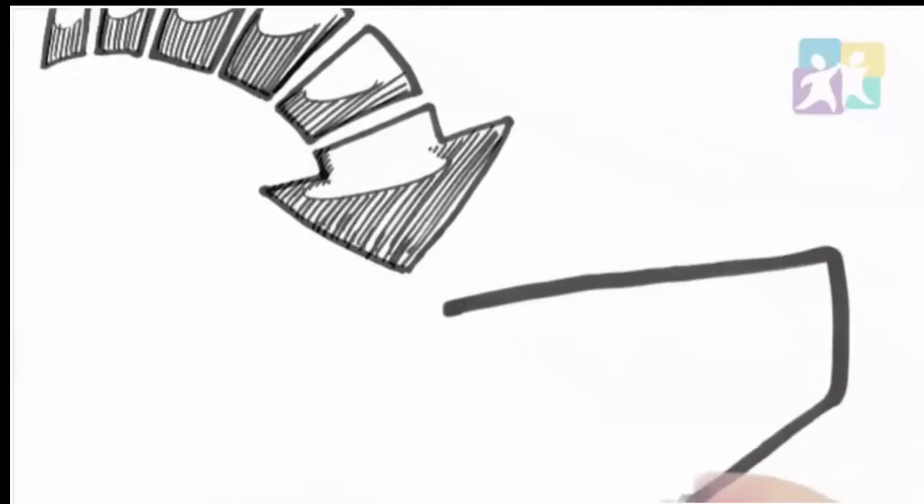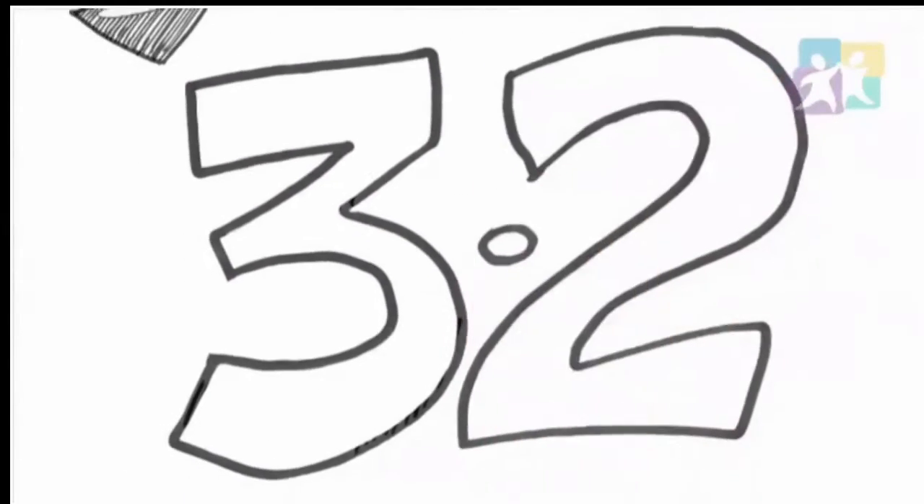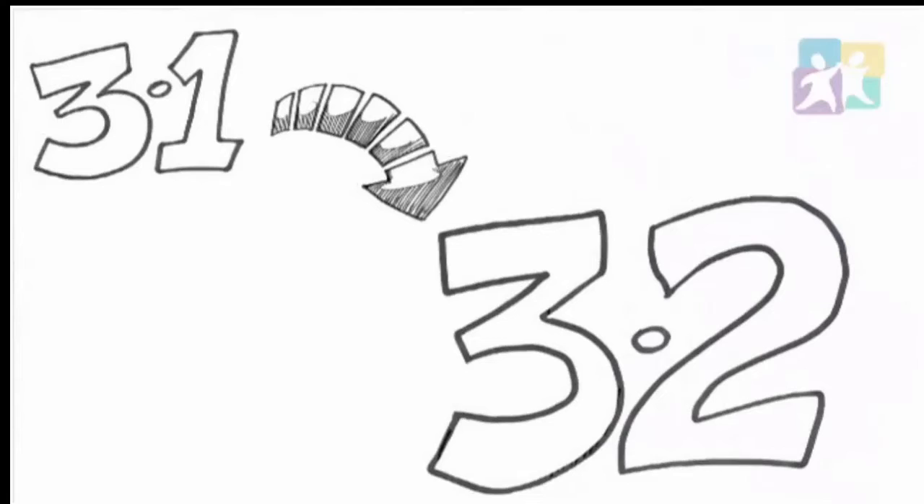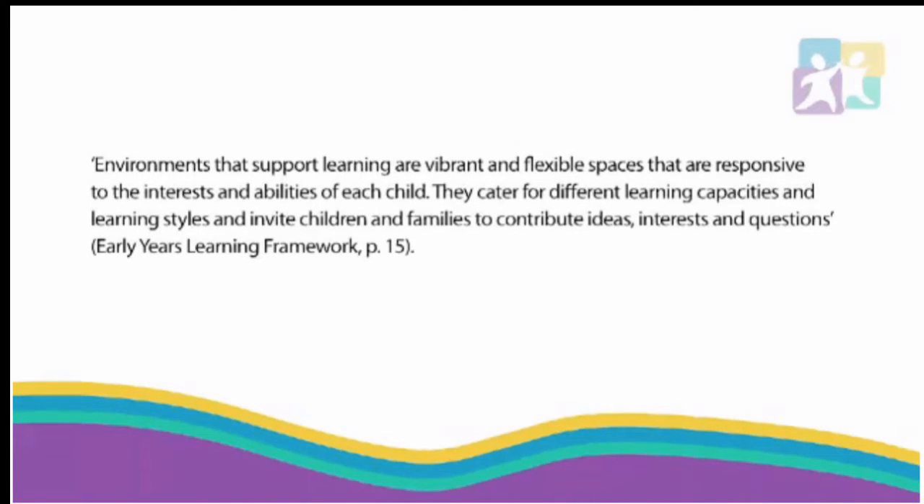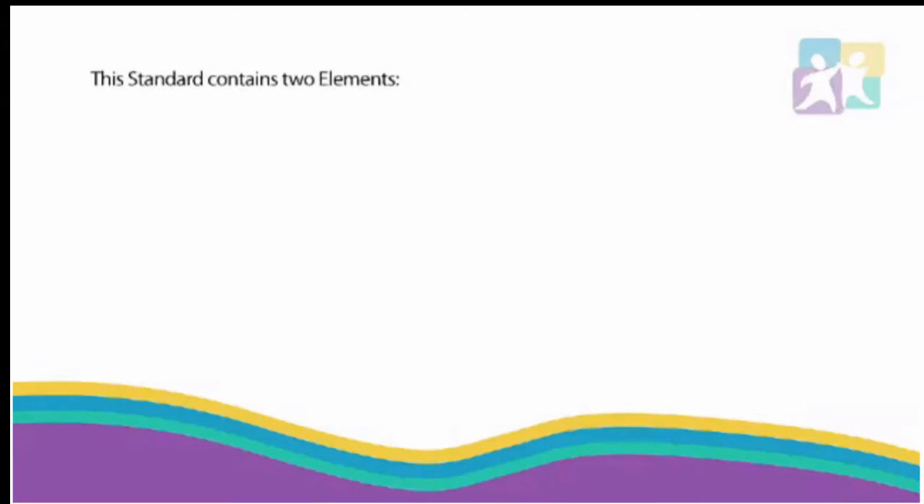Standard 3.2 is about creating environments that are inviting and inclusive and that support children's exploration, creativity, and learning through play and physical activity, both of which are very important for children's learning and development. Environments that support learning are vibrant and flexible spaces that are responsive to the interests and abilities of each child. They cater for different learning capacities and learning styles and invite children and families to contribute ideas, interests, and questions. This standard contains 2 elements.